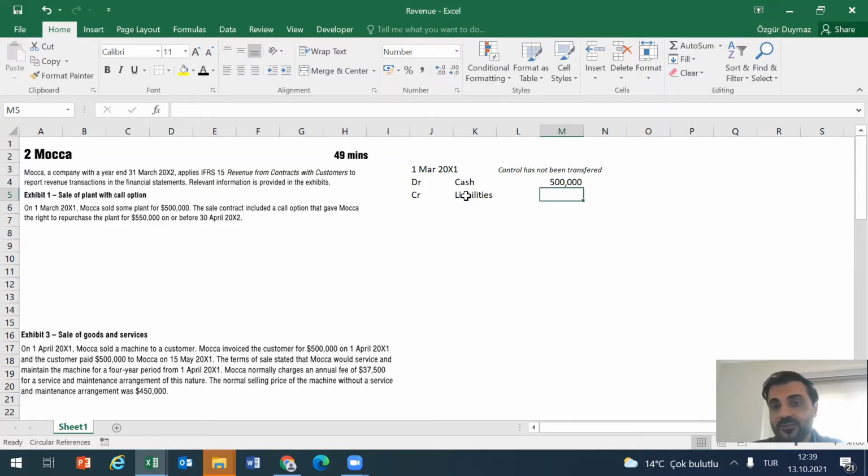It means the liability cannot be 500,000. The liability should be 550. And the difference between each would be finance cost, in P&L.